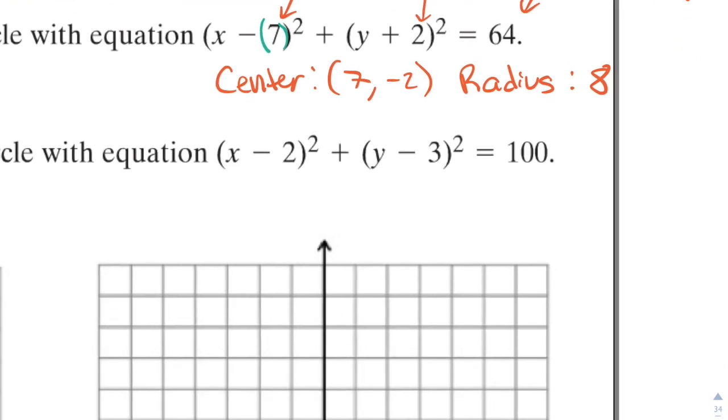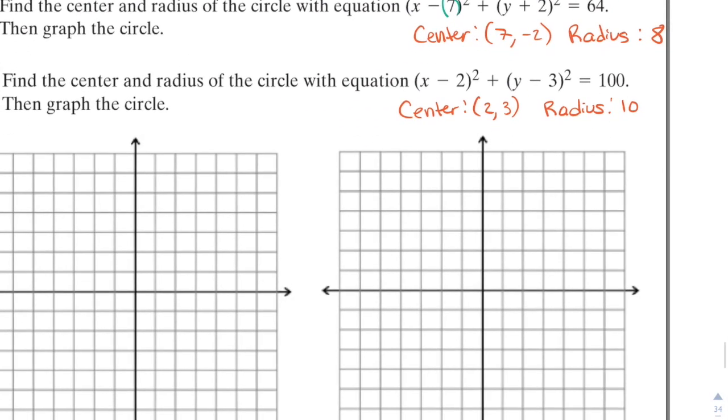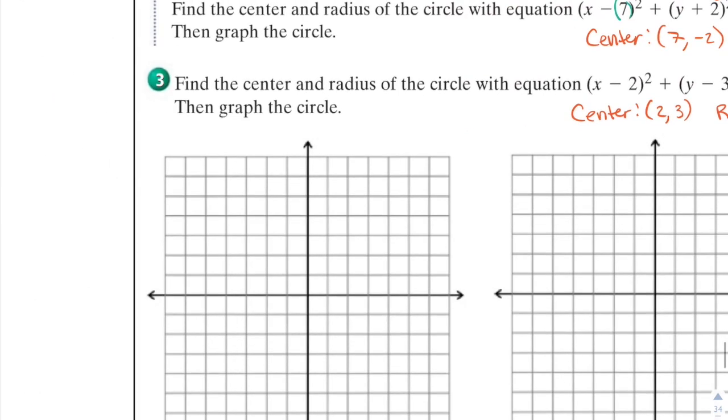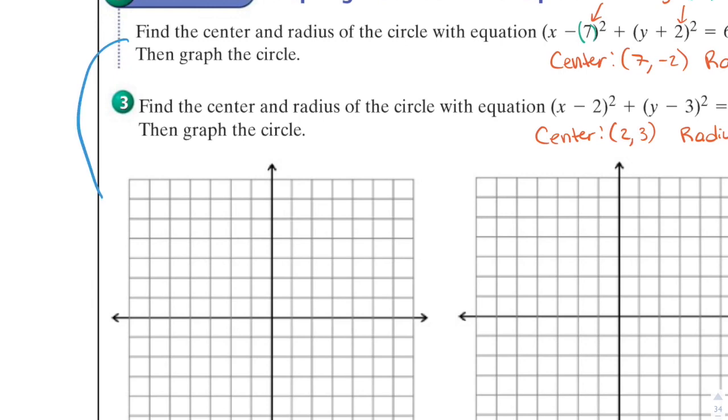This one is going to be a center of 2, 3 with a radius of, you guessed it, 10. All right, so I'm going to graph this first one here. I'm going to graph this one there.